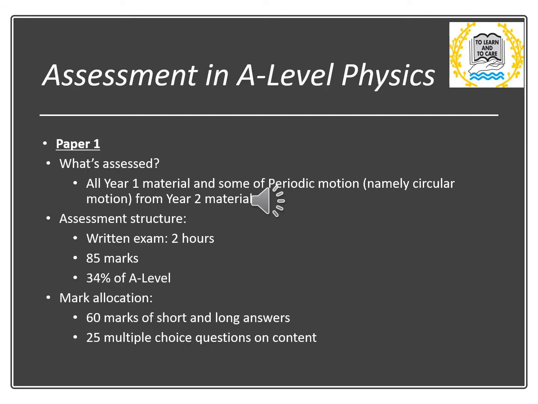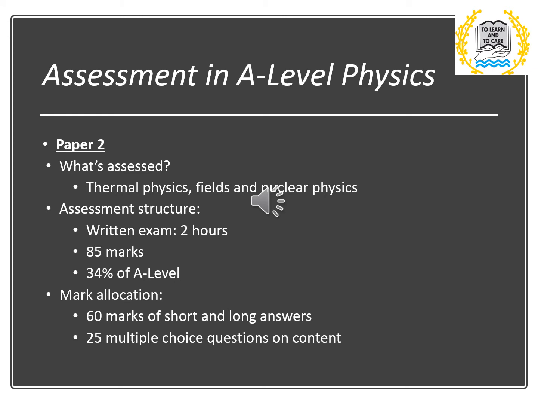So in year 13, you will have 3 exams. Paper 1 concentrates purely on material from year 1, plus circular motion from year 2 material, which you pick up at the end of year 12 or beginning of year 13. The exam's 2 hours, it's worth 85 marks or 34% of your final A-level qualification, and that's made up from 60 marks of short and long answers, which can include calculations, deriving equations, written answers, and then 25 multiple choice questions.